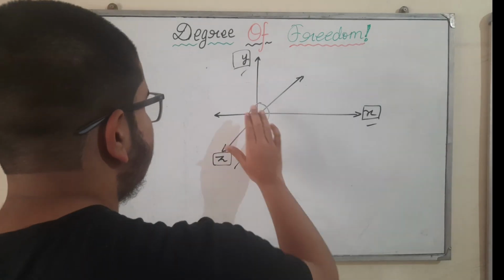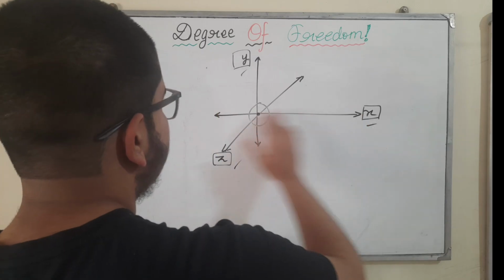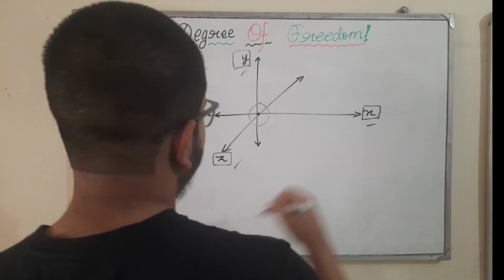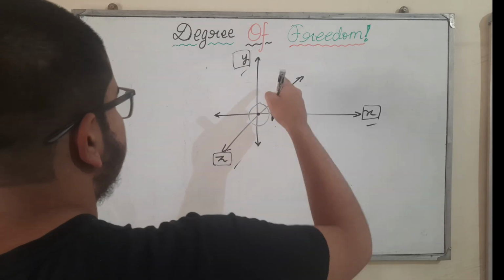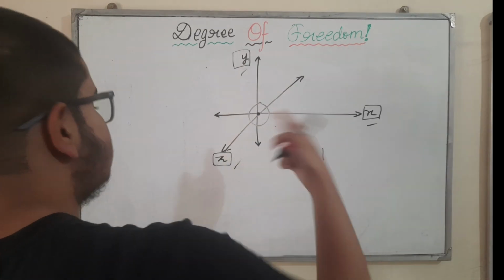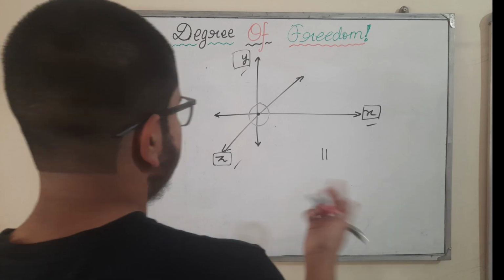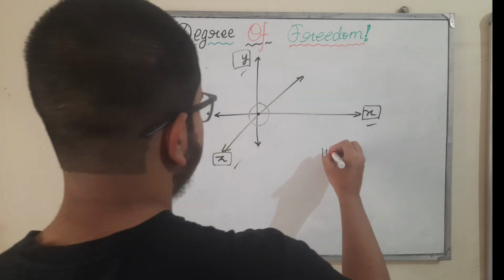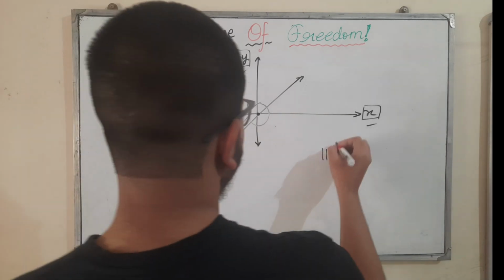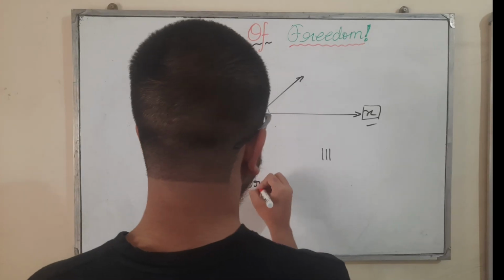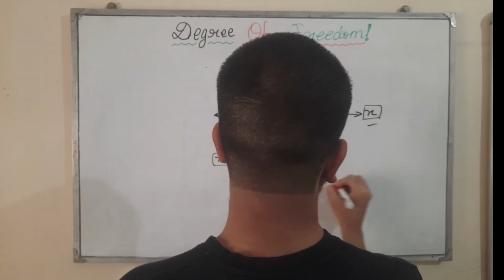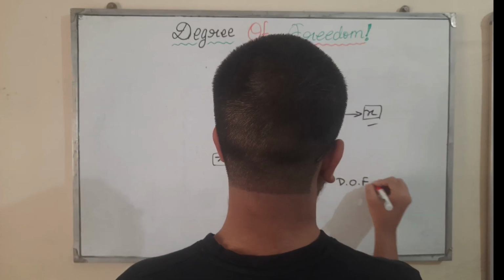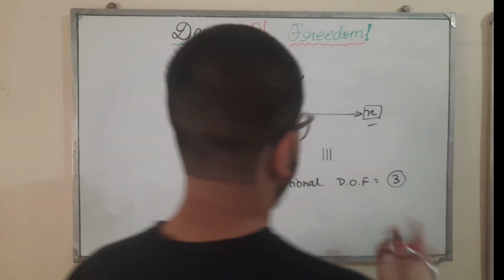If it shows motion in the x axis, then it has 1 DOF, translational DOF. If it shows motion in the y axis also, then it has 2 DOF, and the z axis also, then it has 3 DOF. So the translational DOF for a helium atom is equal to 3.